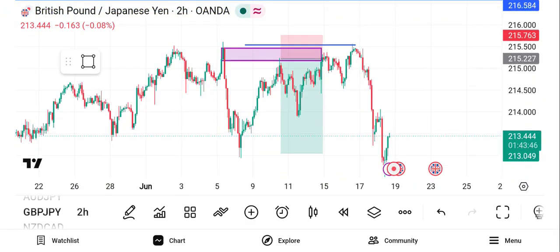So this was a trade that I took on GBPJPY, and I'm going to give you a step-by-step breakdown on how I took this trade.